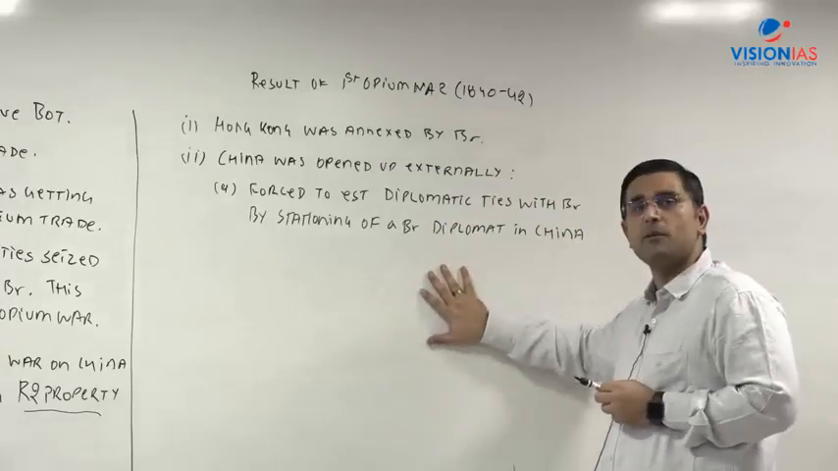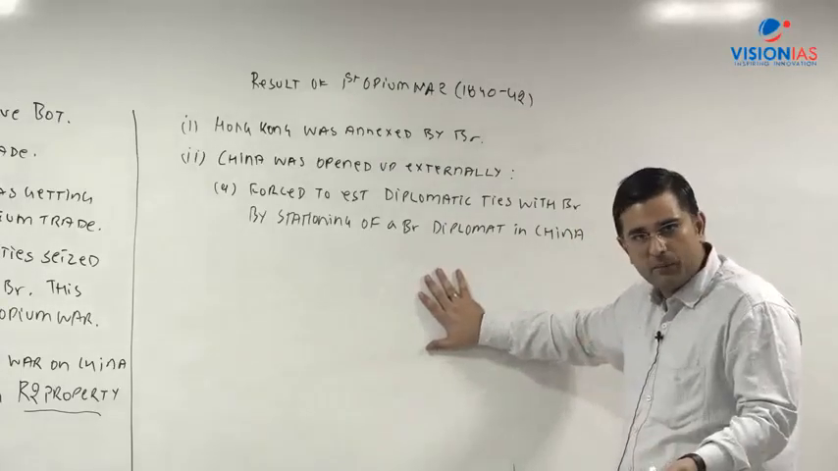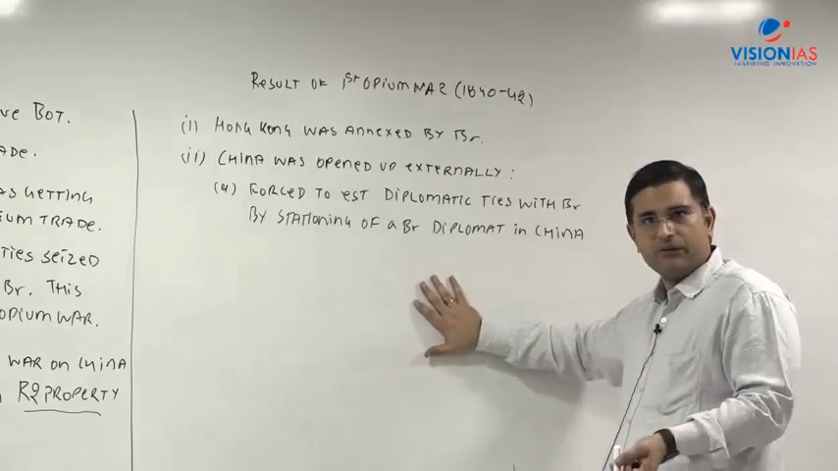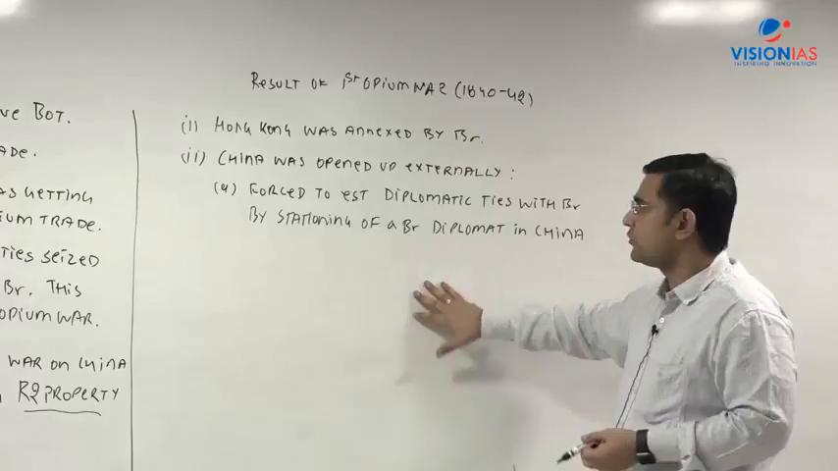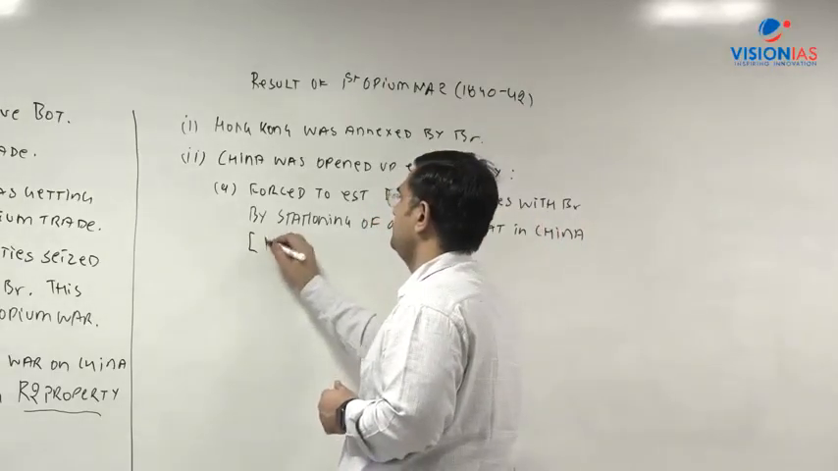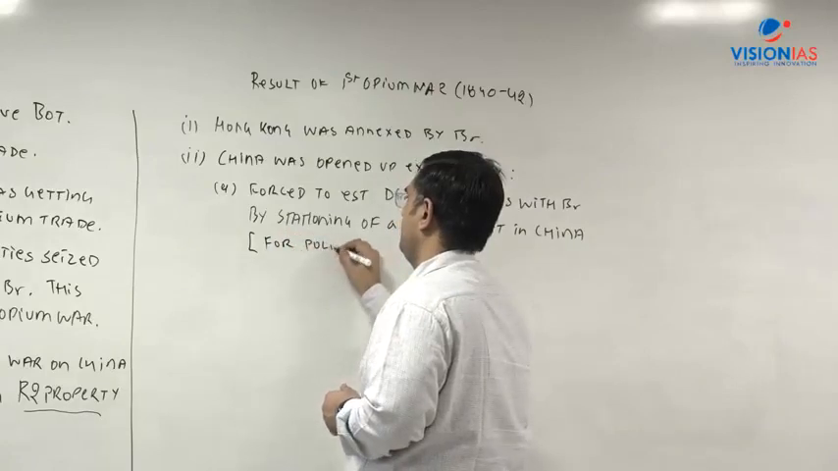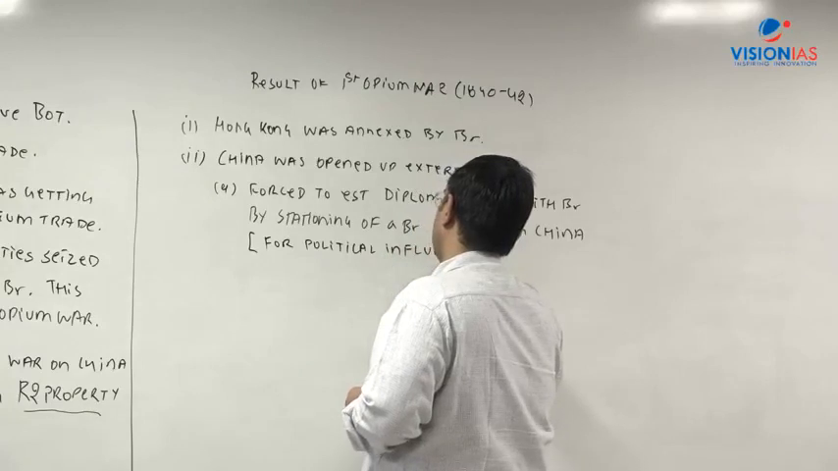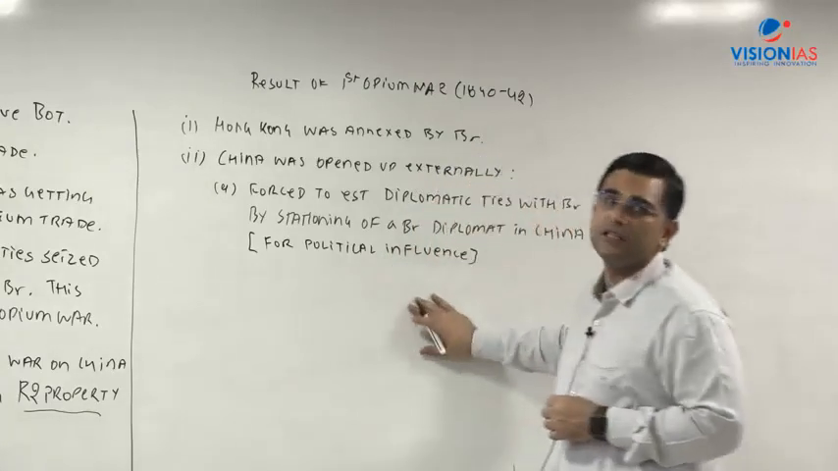What will this British diplomat do? What do the present diplomats do? The present diplomats try to influence the policies of the different countries. So the same thing they will be doing. So therefore, this will give the British political influence. So what is the goal here? The goal is political influence.